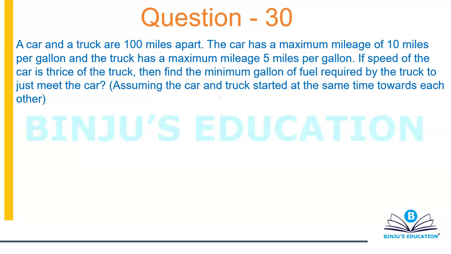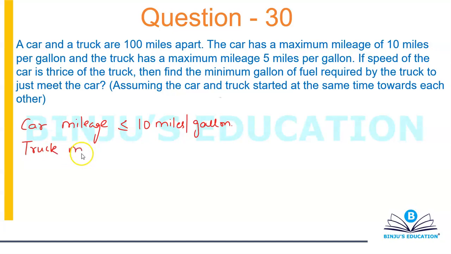Alright, let's see how we can solve this one. A car and a truck are 100 miles apart. The car has a maximum mileage of 10 miles per gallon. So I'm going to write this down. Car mileage, it has a maximum mileage, so I will write this as less than or equal to 10 miles per gallon. And the truck has a maximum mileage of 5 miles per gallon. I'm going to write this one down also.